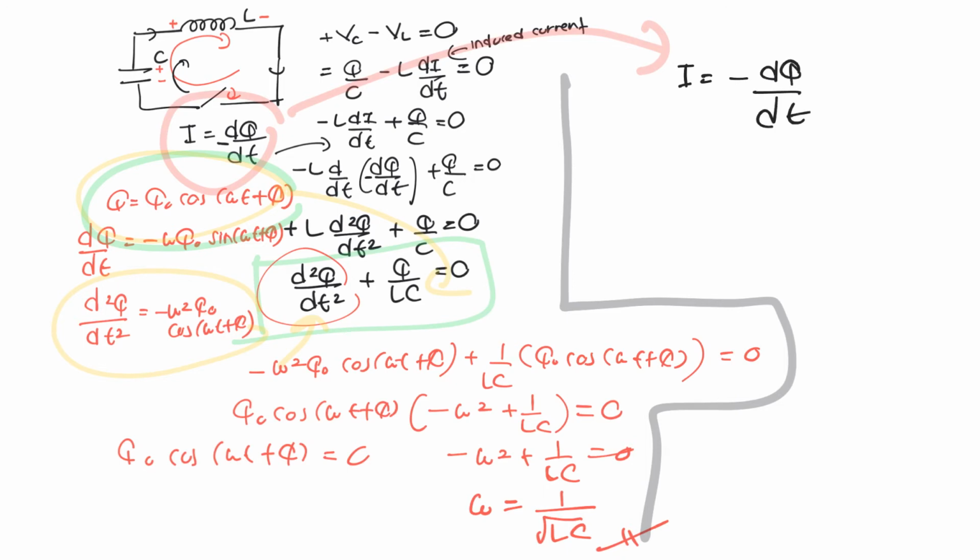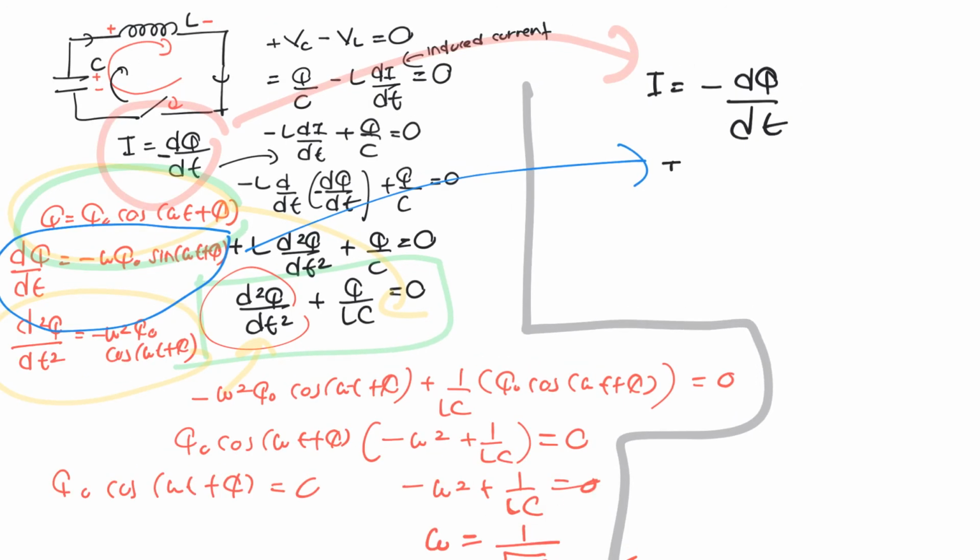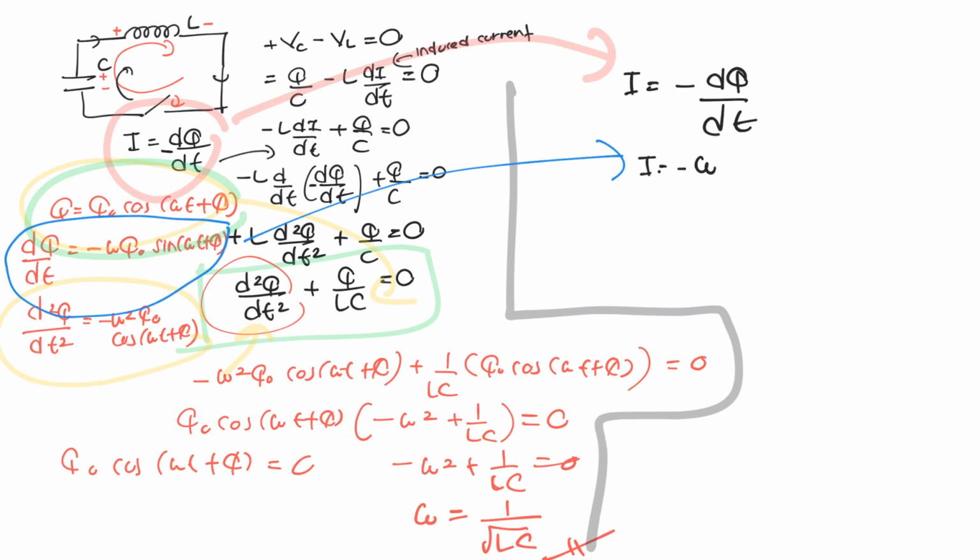I already differentiate this, which means I differentiate from here and put it here. You are going to get I equals negative omega q naught sine(omega t plus phi). Phi is a phase difference. This is the phase difference.